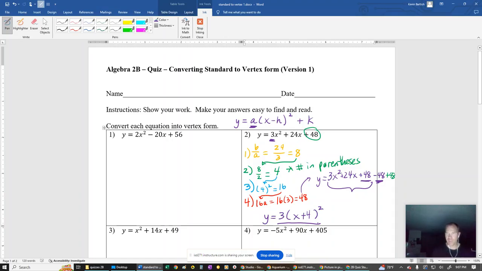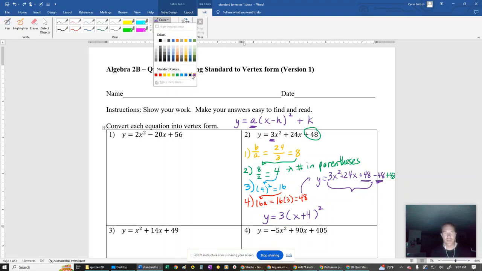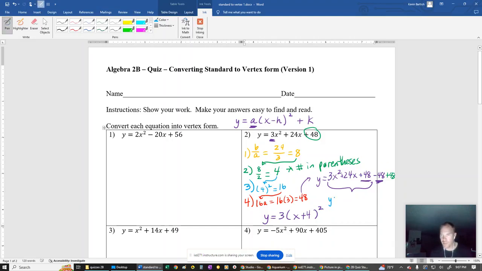3 times the parentheses, x plus 4 squared. Okay, and then outside that, I'm going to switch up my colors here, but outside that, the minus 48 that we needed to compensate for the plus 48 that we brought in stays outside the parentheses. So this would become y equals 3 times x plus 4 squared. And then the minus 48 and the plus 48, that's 0. And you don't have to say plus 0. So we can stop right here.